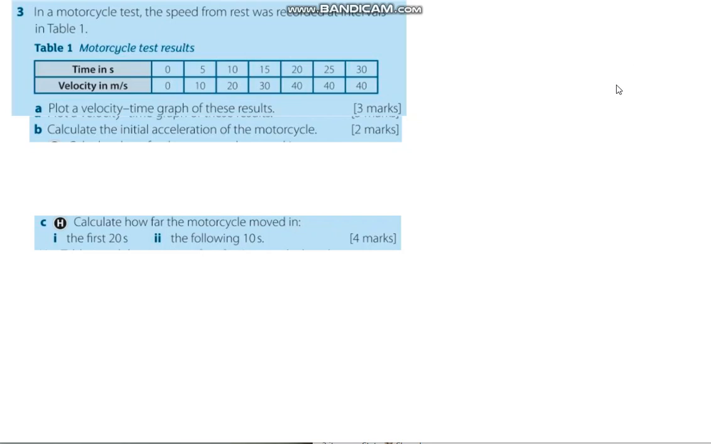So for B then, from our graph, calculate the initial acceleration of the motorcycle. Our acceleration is 40 divided by 20, and that gives us 2 meters per second squared.